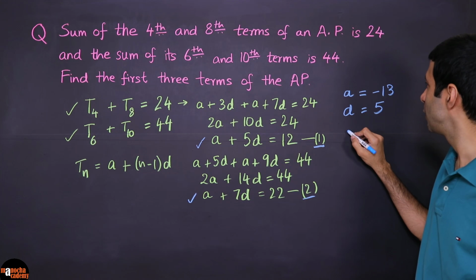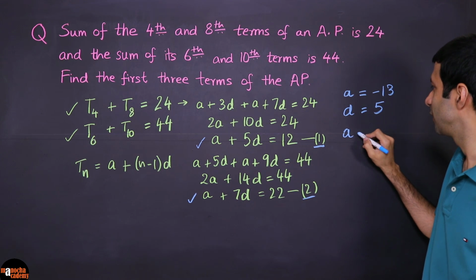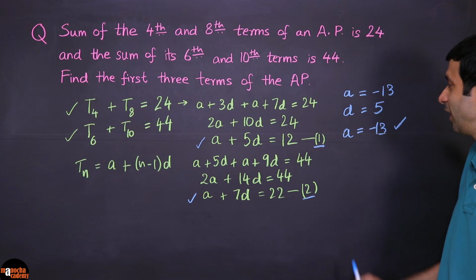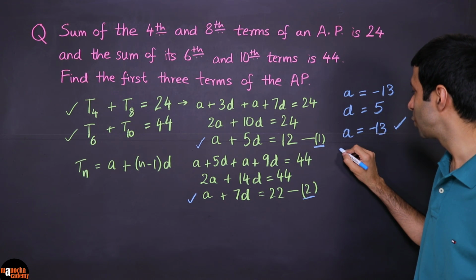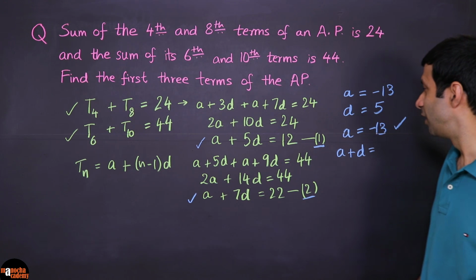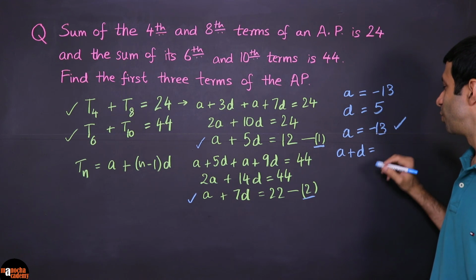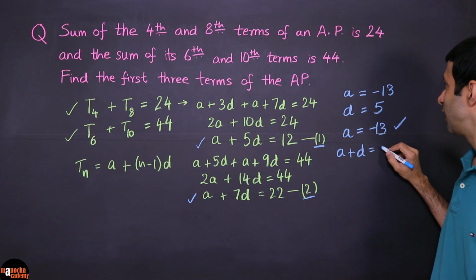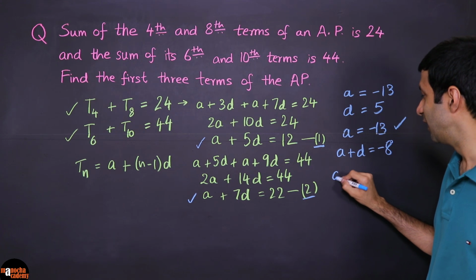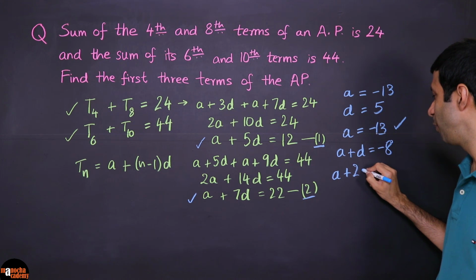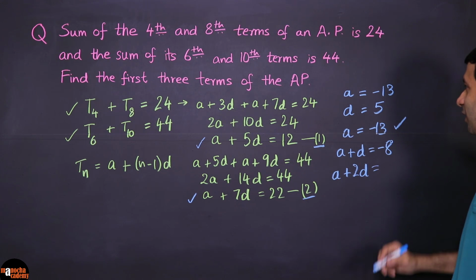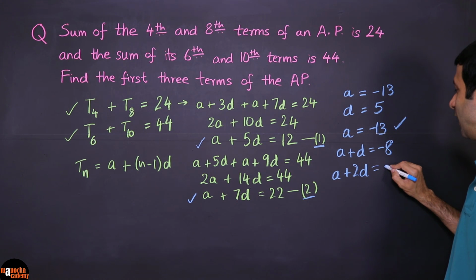The first term obviously is going to be minus 13, simply A, right? The second term is going to be A plus D, right? T2. So that's minus 13 plus 5. So we have minus 8. And the third term is going to be A plus 2D, correct? And so what is that going to be? We are going to get minus 3.